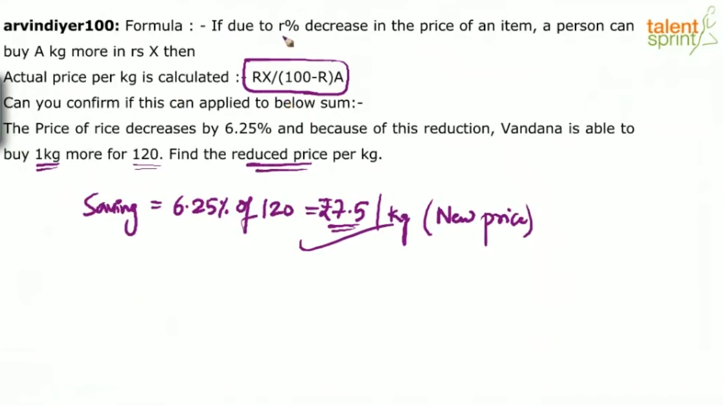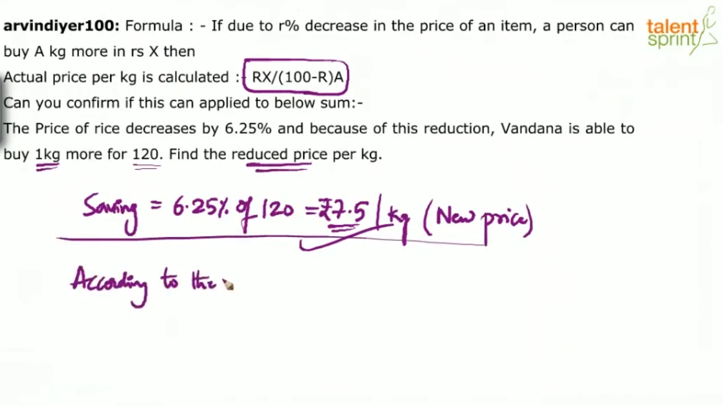It says if due to an R% decrease in the price of an item, a person can buy A kg more in rupees X than the actual price per kg. So according to the formula, 7.5 is the answer in my view. According to the formula, the actual price is equal to Rx divided by 100 minus R into A.